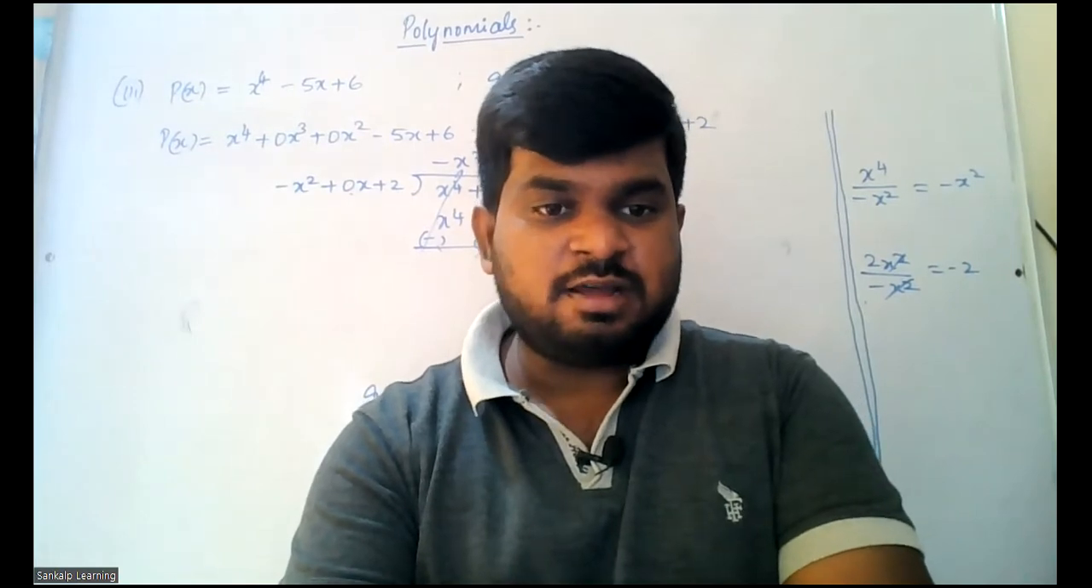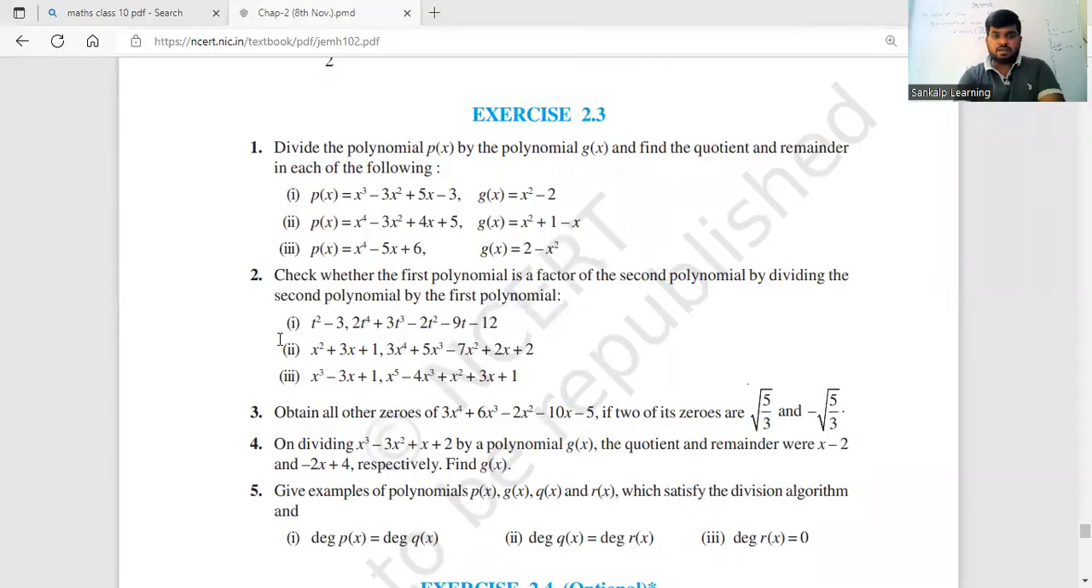So let's get into the third one then. So I hope the second one, you guys will be able to do it. So let's get into the third one. Obtain all the zeros of 3x power 4 plus 6x cube minus 2x square minus 10x minus 5 if two of its zeros are root 5 by 3 and minus root 5 by 3.